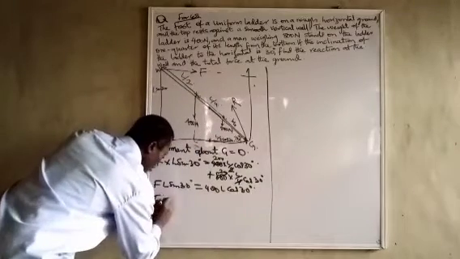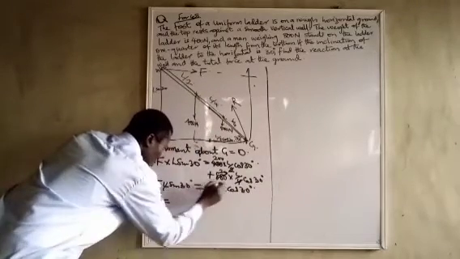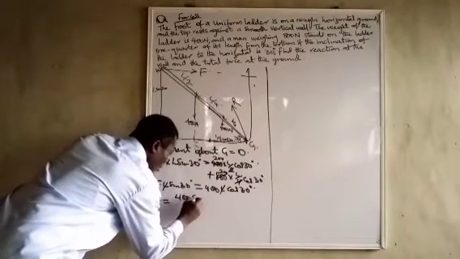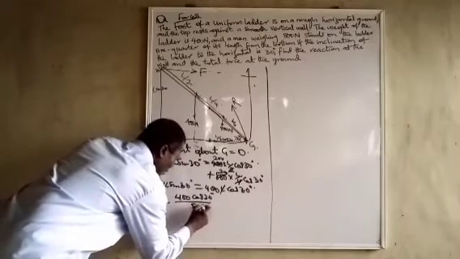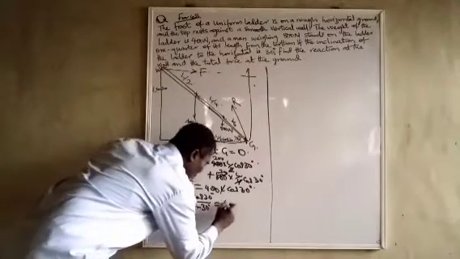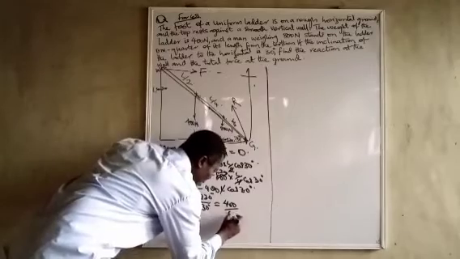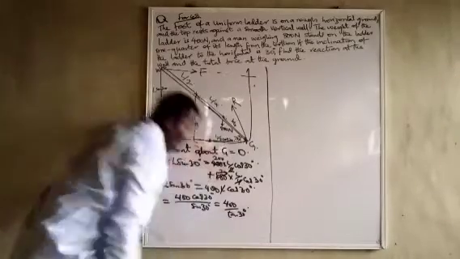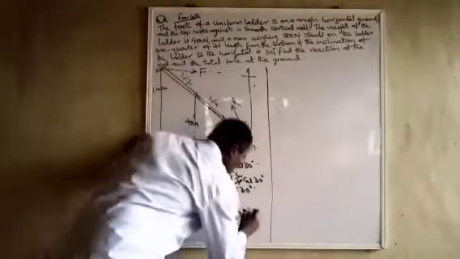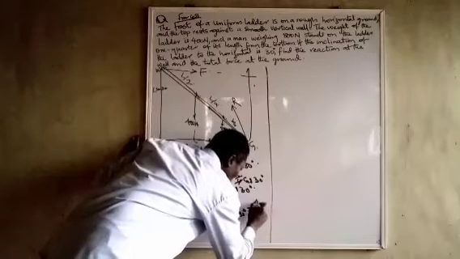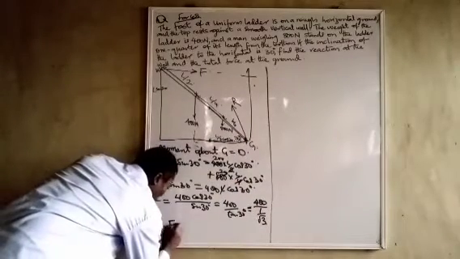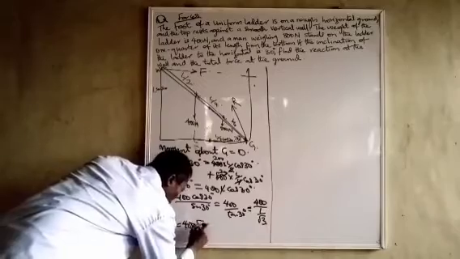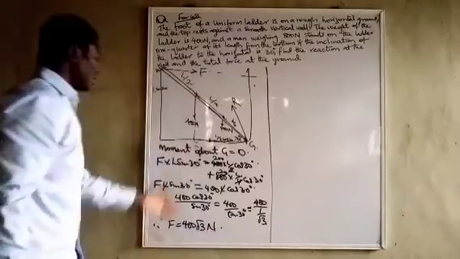So F is equal to 400 cos 30 degrees over sin 30 degrees. So what do we have? We have 400 over tan 30 degrees. And we know that tan 30 degrees is 1 over root 3. So we are going to have 400 over 1 over root 3. Therefore, F equals 400 root 3 Newton.